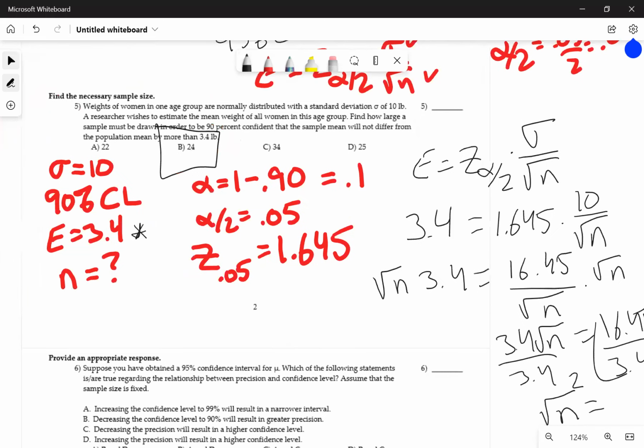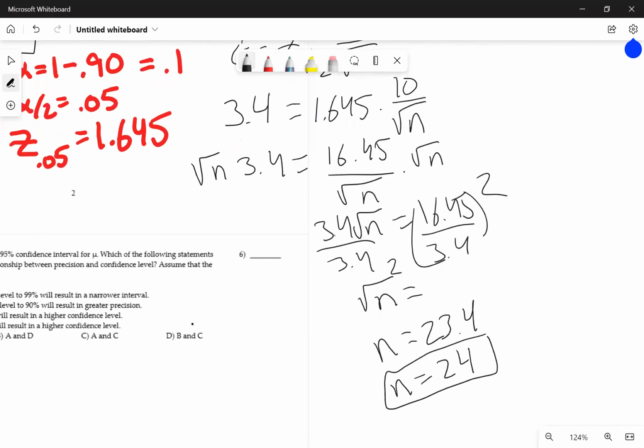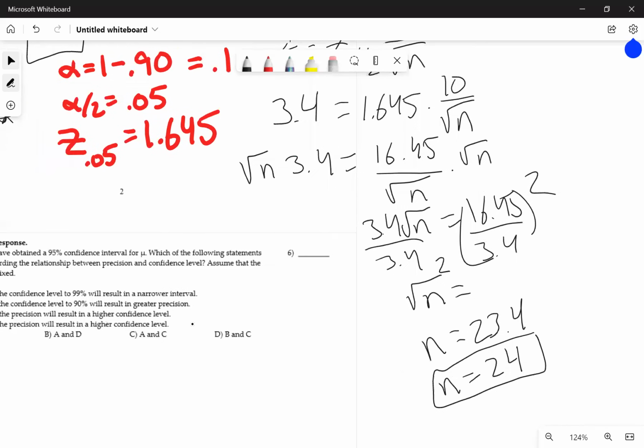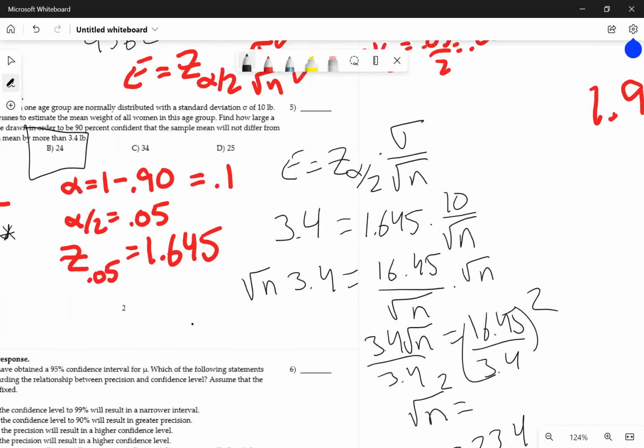That is where that comes from. I have to round it up from 23.4 to 24 because I need at least 23.4 people to give me my 90% confidence level. So then that means I must go up to 24. And that's it for this one.